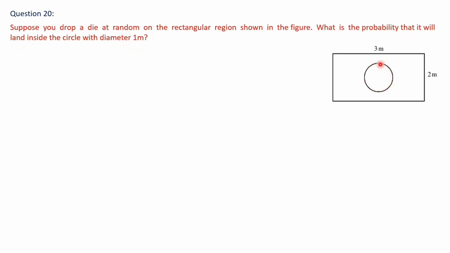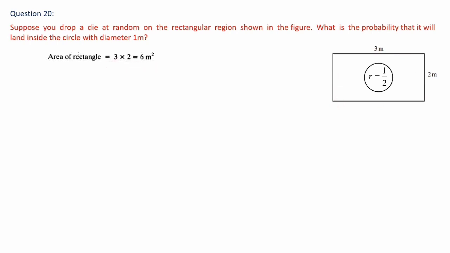So you have to find out the probability of landing that particular die inside this circle. Diameter is 1 meter, means the radius we can say 1 by 2, half. Okay, 1 by 2 meter. So it's quite simple. First of all, we have to calculate the area of rectangle, because in this area only you are going to drop the die. So we have to find out that area, rectangular portion area, length into breadth, that is 3 into 2 is equal to 6 meter square.